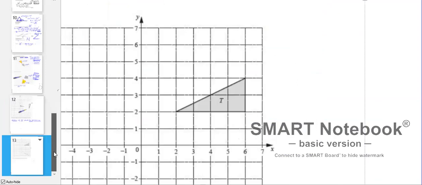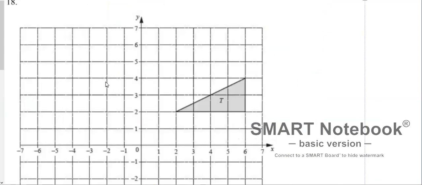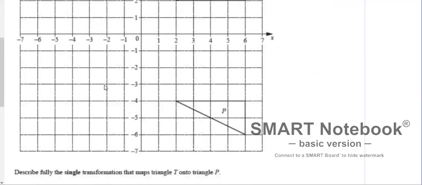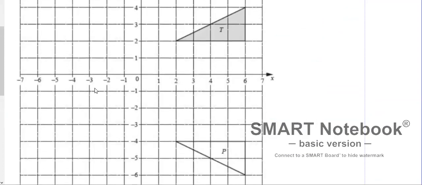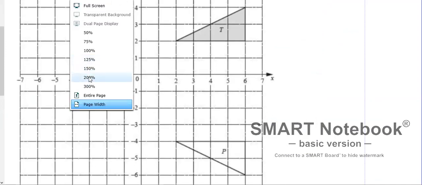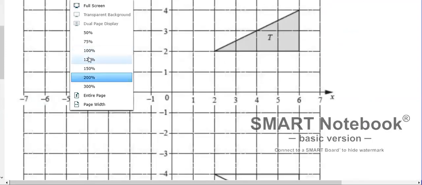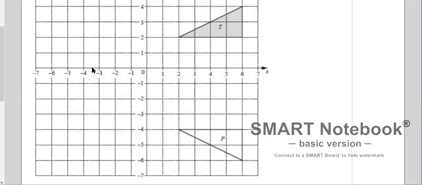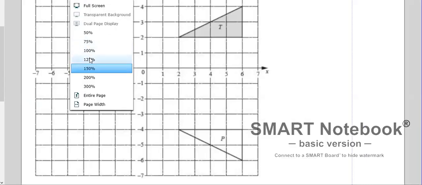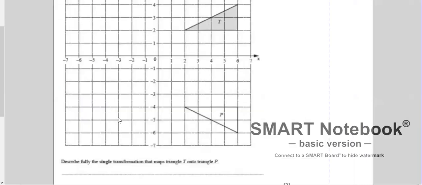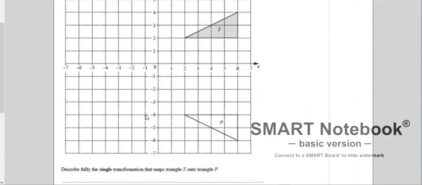So the last question is this question here, question number 18. Now let me try to zoom out so that we can definitely see the whole question. Okay, I tried to make it that way. So the question is, describe fully the single transformation that maps triangle T onto triangle P.